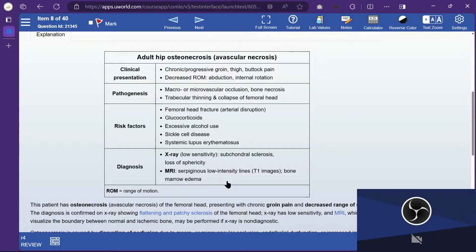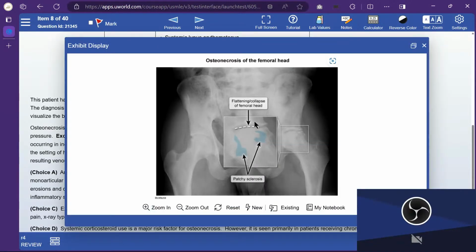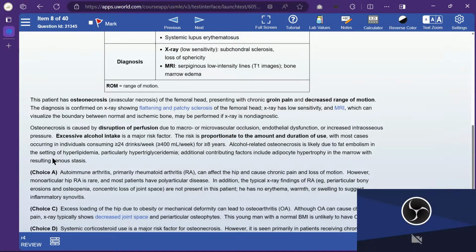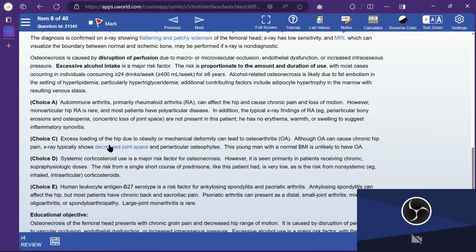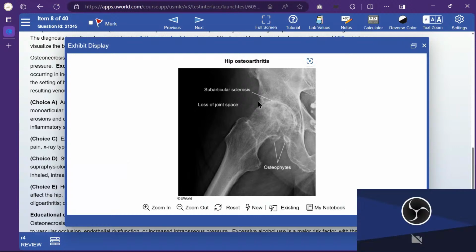On MRI, a serpiginous low intensity line on T1 is seen. This is osteonecrosis of the femoral head, with flattening or collapse of the femoral head and patchy sclerosis. Compare this with osteoarthritis: subarticular sclerosis, loss of joint space, and osteophytes.